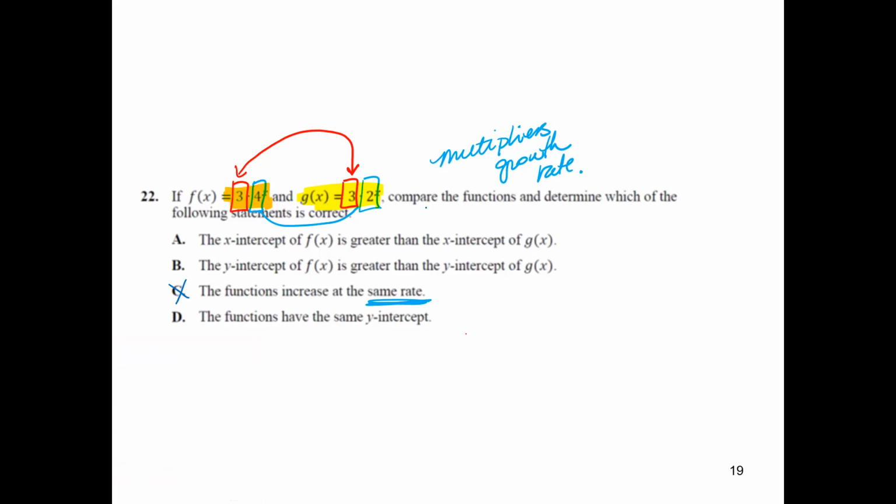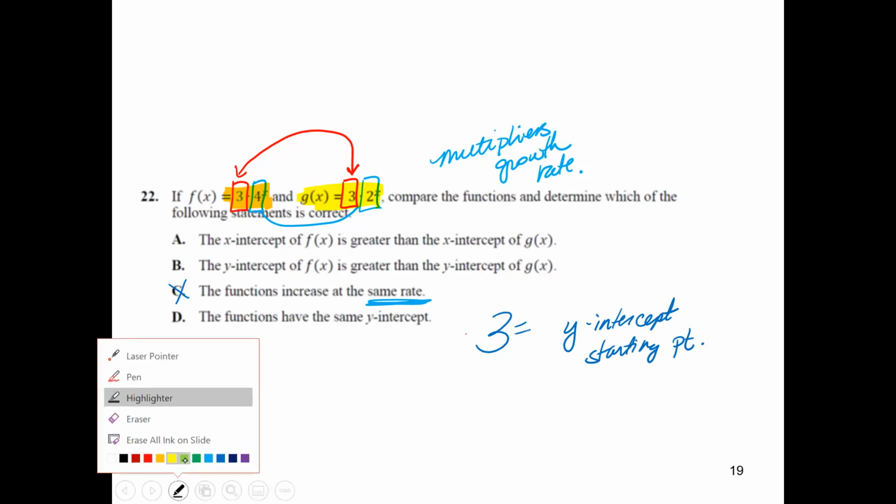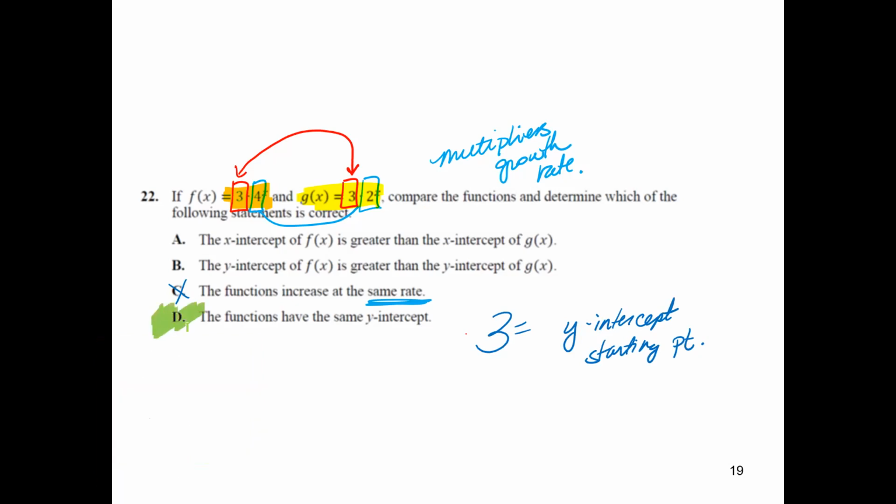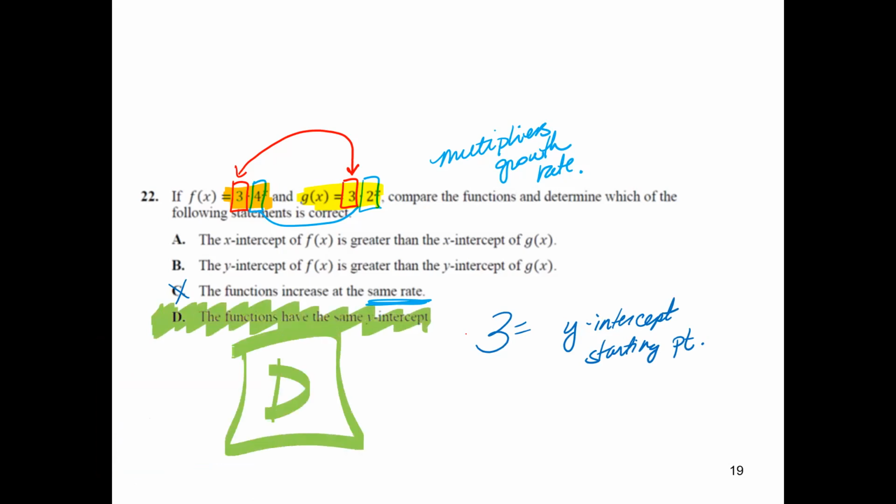But what they do have in common is 3. And what is the 3? 3 is going to be the y-intercept, which is your starting point. So they have the same starting point. They both start at 3. So which answer says they both start at 3, which is the same y-intercept? It is D as in dog. So if you have a question like number 22, D as in dog is the correct answer. The 4 and the 2, those are the growth rate. Okay, so they're growing at different numbers. The first one's a 4, second one is a 2. So those are growth, but what they have in common is 3, and that's the y-intercept.